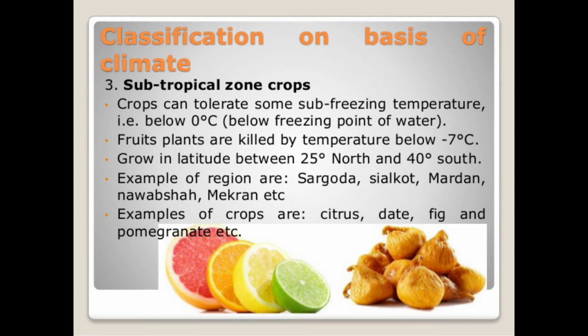Then the third one is the subtropical zone crop. These crops can tolerate some freezing temperature, that is below 0 degrees Celsius, below the freezing point of water. Those crops are like citrus, dates, fig and pomegranate.